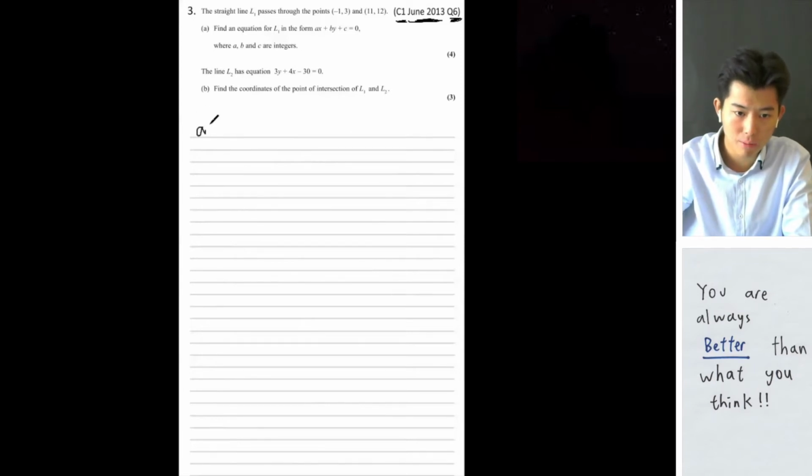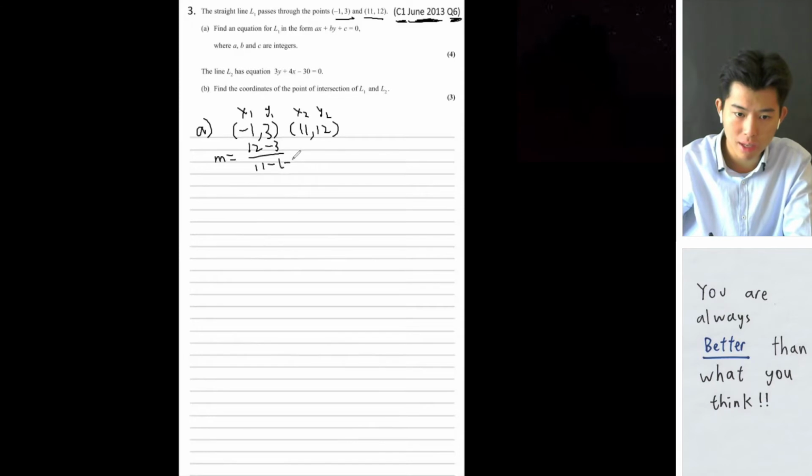For part A here, the first thing we have to do is get the gradient between these 2 points. The first point here is (-1, 3), and the other point is (11, 12), right? The gradient m would be, let's assume this one is y2 and y1, x2 and x1, 12 minus 3 over 11 minus -1, which is 9 over 12. It would be equal to 3 over 4.